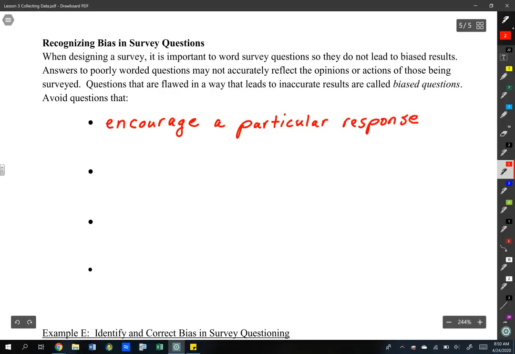For example, if I had a survey question that said, would you rather read a boring book or watch a very exciting movie? Right? That would be encouraging a particular response. Another thing you want to avoid when you're writing these questions, do not provide enough information. Avoid questions that do not provide enough information to give an accurate opinion. Make sure your question is very clear.